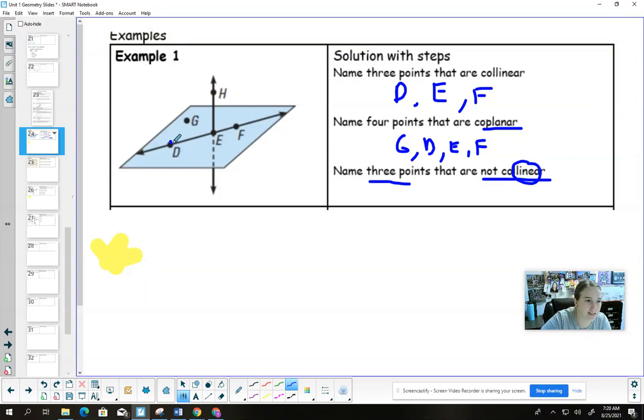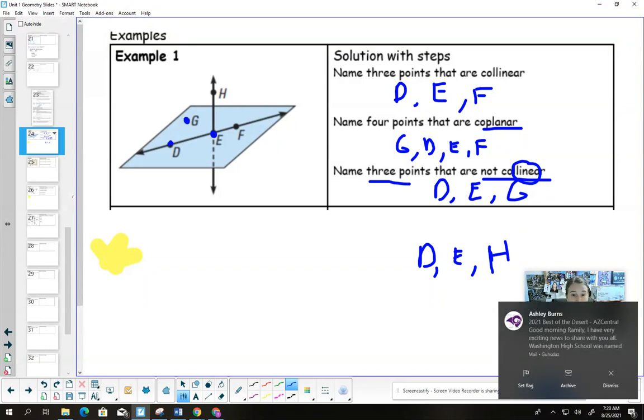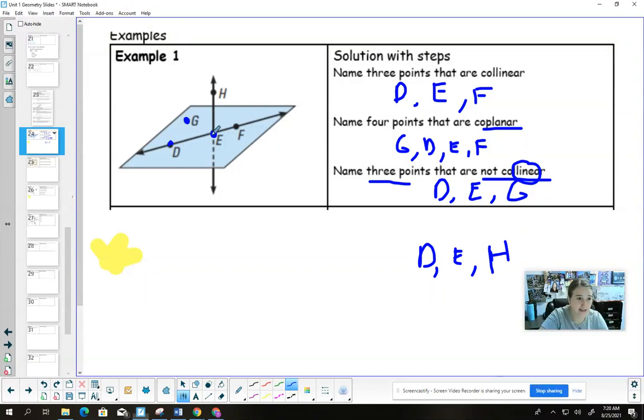So I'm going to choose D and E. I can do that even though those are collinear, as long as I choose maybe G. G does not lie on the same line. You could have also said D, E, and H. Really, any combination of letters that is not D, E, and F, you could have chosen.